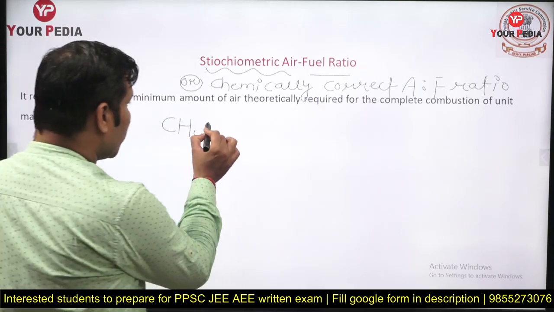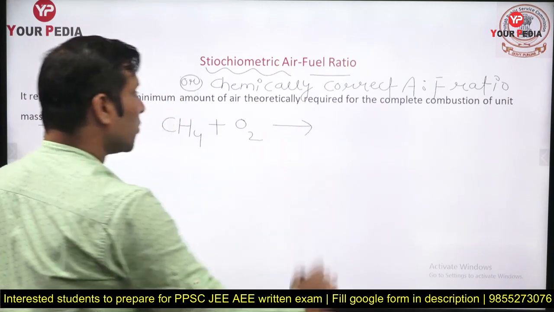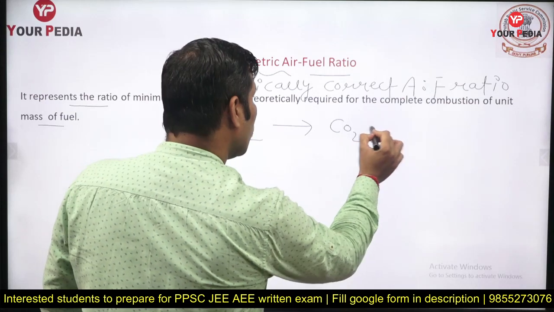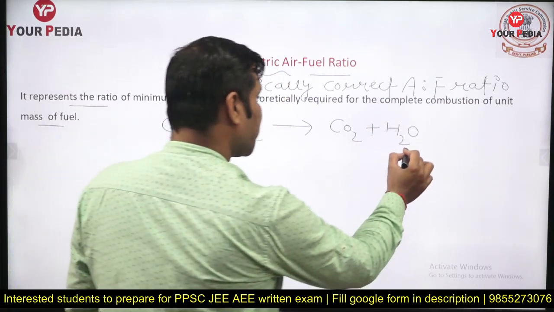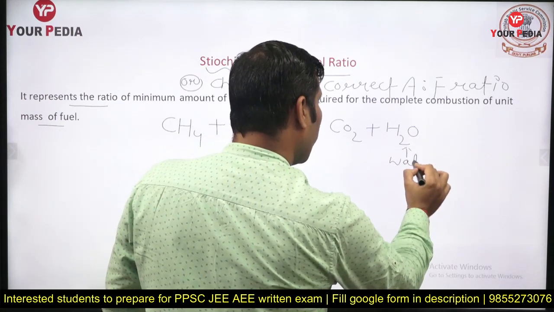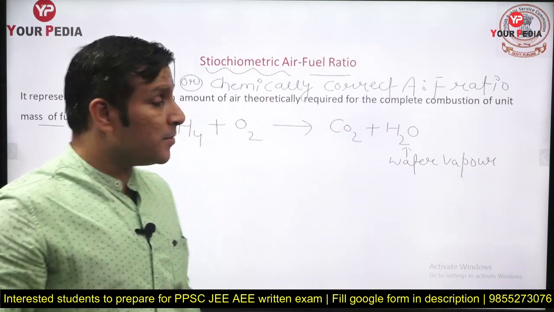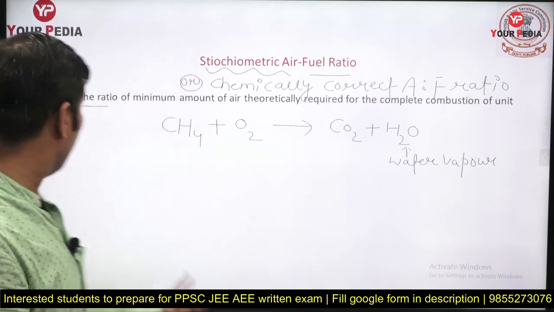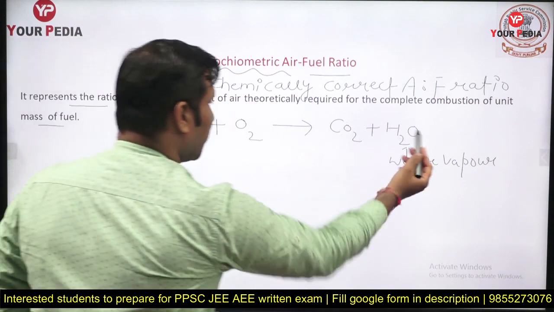So if you want to carry out the complete combustion of this, it requires some oxygen, because in the presence of oxygen only it is going to burn, and in the exhaust product you are going to get CO2 plus H2O, water vapor. So when we are talking about the complete combustion, the minimum air required theoretically for the complete combustion of unit mass of a fuel, that is known as stoichiometric air fuel ratio. For example, we are taking the case of methane. So methane plus oxygen, you will get the product like this.